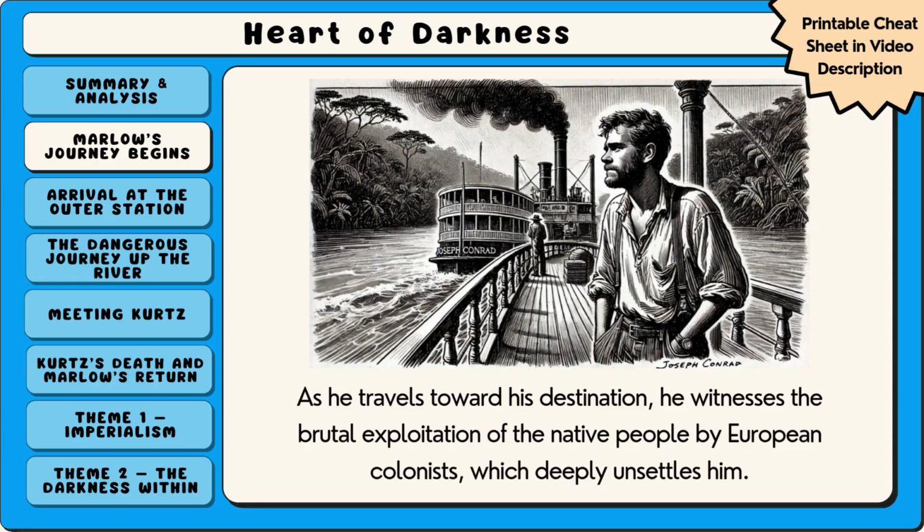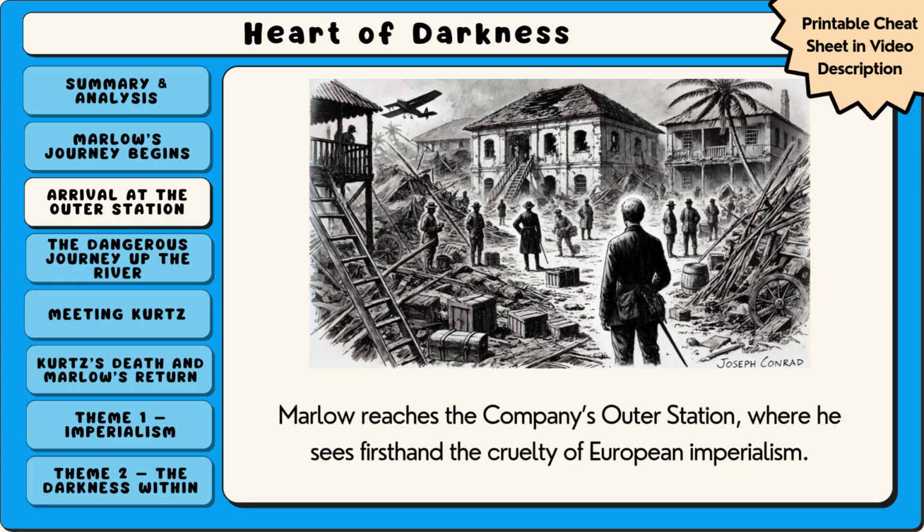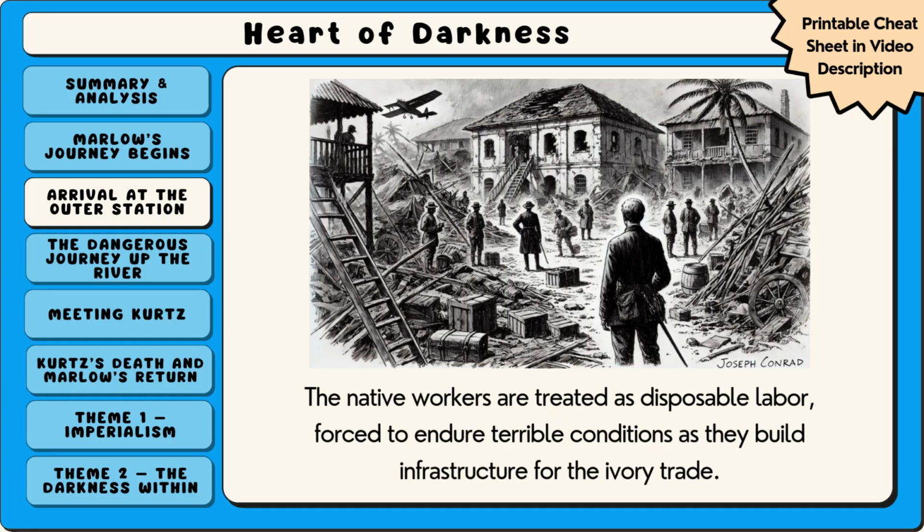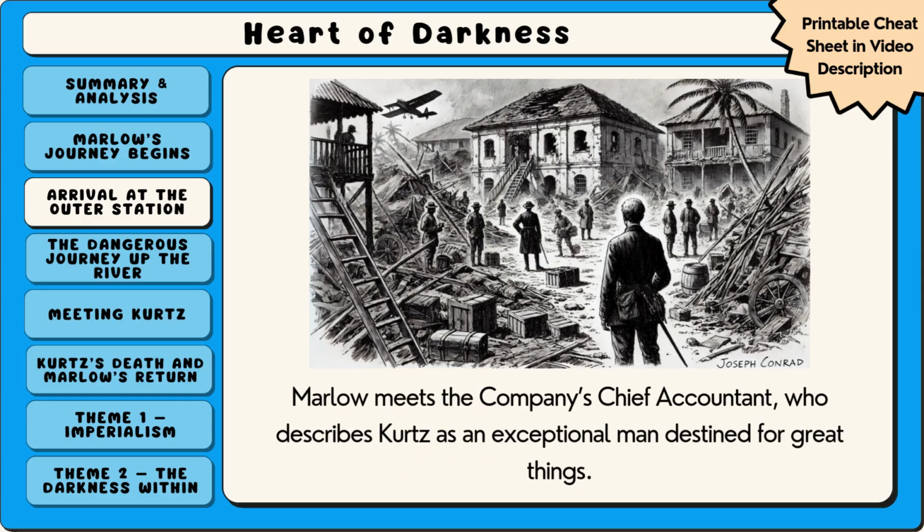As he travels toward his destination, he witnesses the brutal exploitation of the native people by European colonists, which deeply unsettles him. Marlow reaches the company's outer station, where he sees firsthand the cruelty of European imperialism. The native workers are treated as disposable labour, forced to endure terrible conditions as they build infrastructure for the ivory trade. Marlow meets the company's chief accountant, who describes Kurtz as an exceptional man destined for great things.